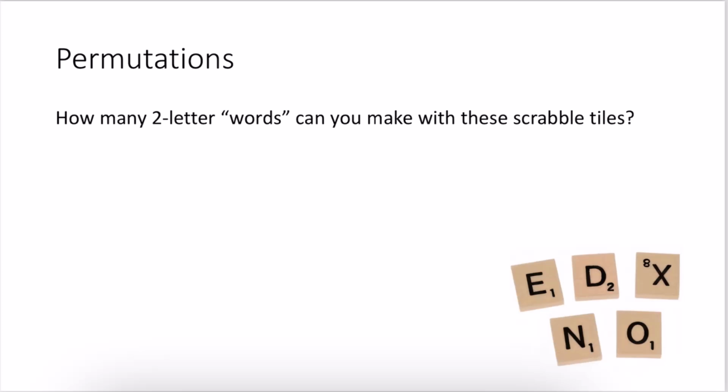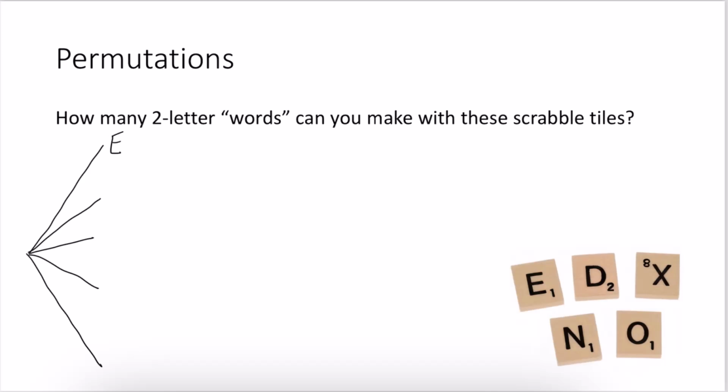So, for example, in this problem, the question asks us how many 2-letter words can you make with these Scrabble tiles? So "words" is in quotes because we're going to allow any combination of letters to count as being a word, even if it's not an English word. So what we're doing here is we're essentially choosing 2 letters from these Scrabble tiles. So we have 2 events or 2 choices that are happening, and so our choice tree would have 2 layers to it. And the first layer would tell us that we could choose any one of these 5 Scrabble tiles to start with. So we would have 5 possible outcomes for our first choice.